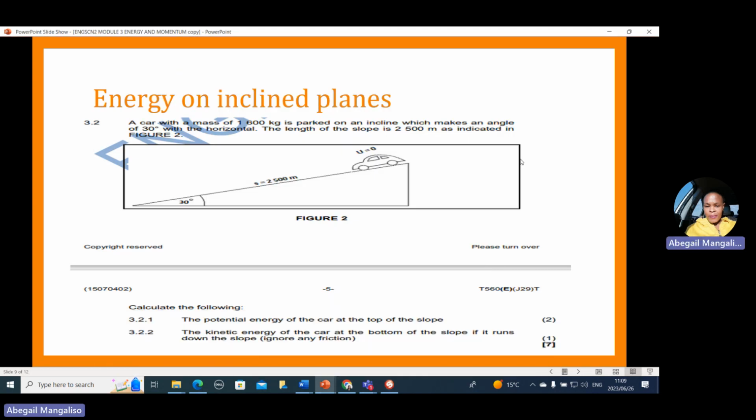Second question says, calculate the kinetic energy of the car at the bottom of the slope, if it runs down the slope, ignore any friction. So when the friction is neglected, it means a loss in potential will be there, gain in kinetic. There are no losses. There is no friction involved. So to calculate this, we use the law of conservation of energy.